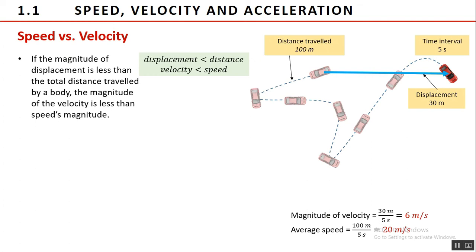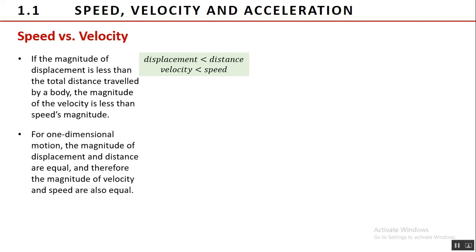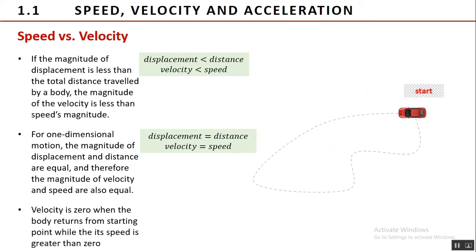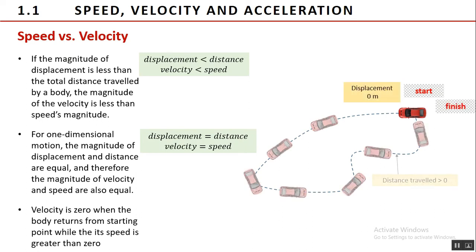Secondly, for one-dimensional motion, the magnitude of displacement and distance are equal, and therefore the magnitude of velocity and speed are also equal. Lastly, velocity is 0 when the body returns to its starting point, while its speed is greater than 0.